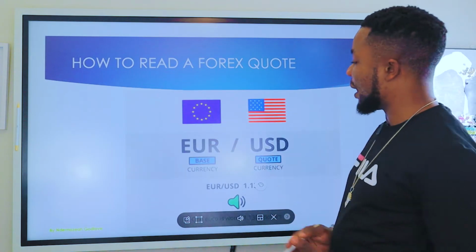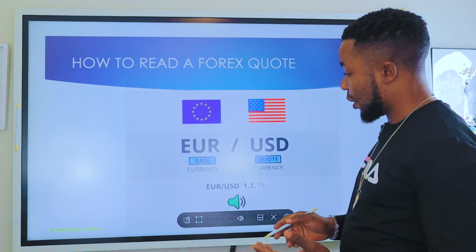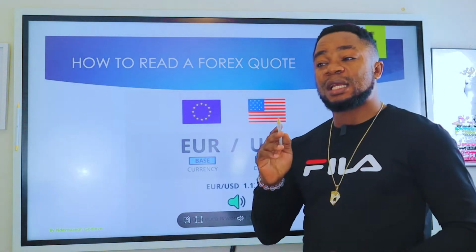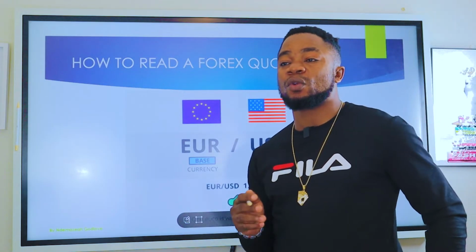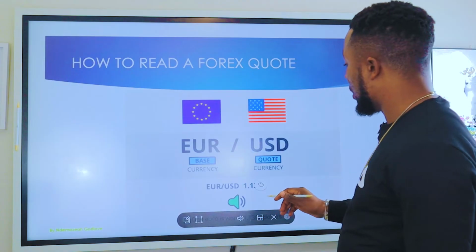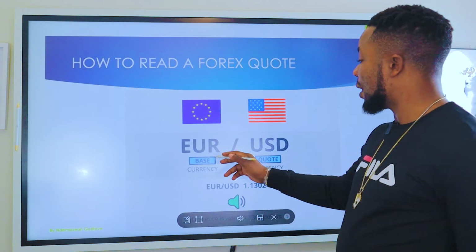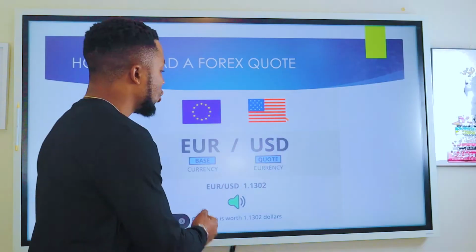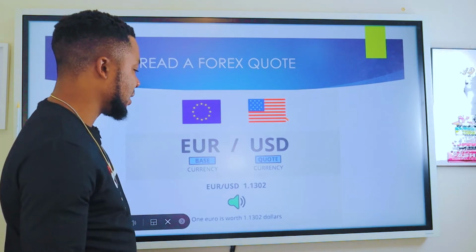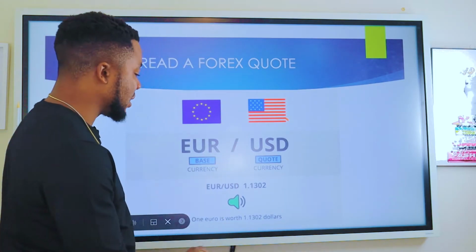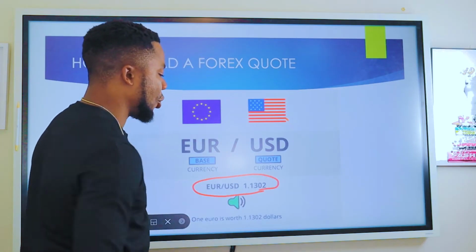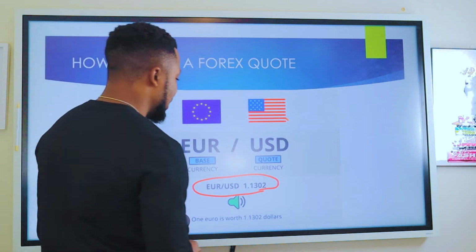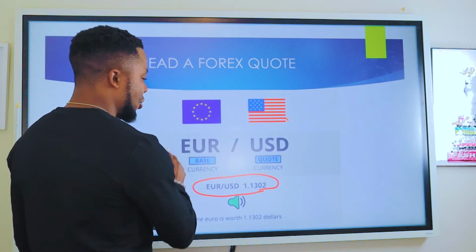If you see a Forex quote like this, how do you read it? A quote is also known as the currency exchange rate. Let's just take Euro USD as an example. On this quote, you see that the exchange rate between this currency pair is 1.1302.